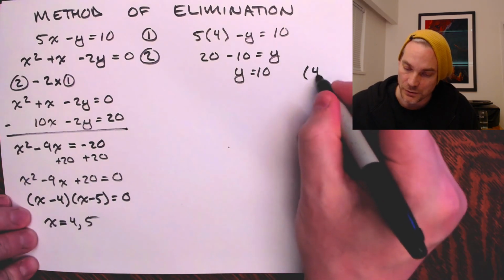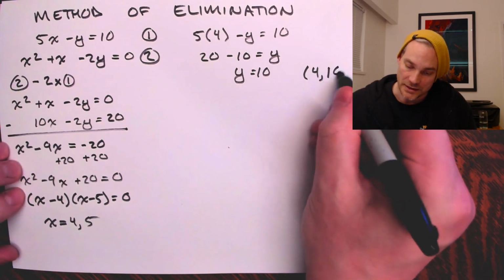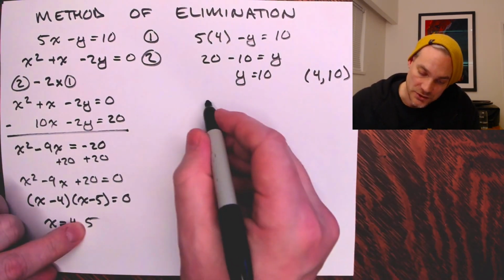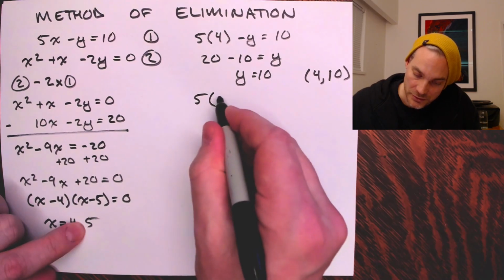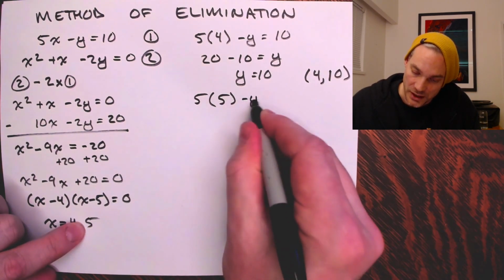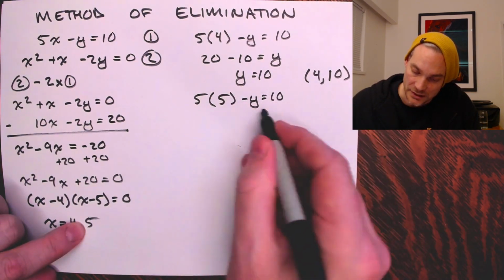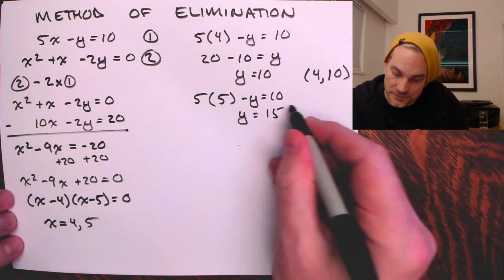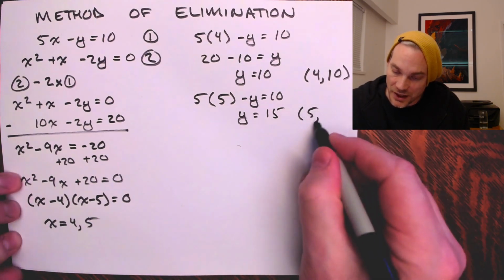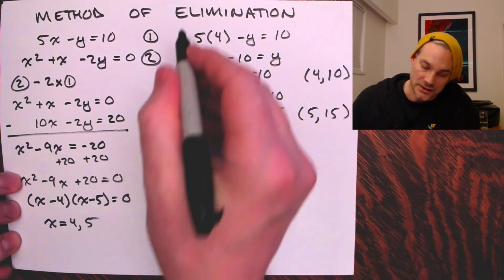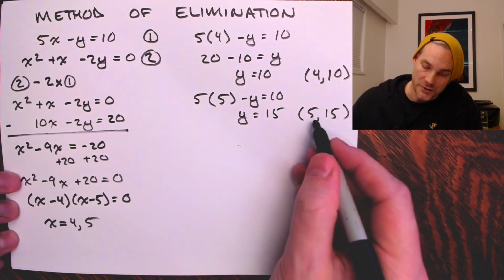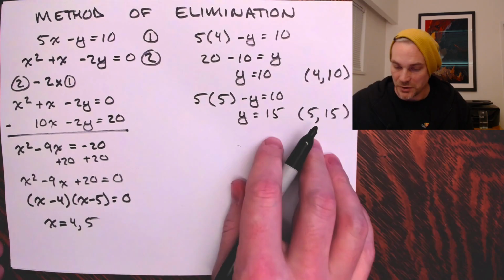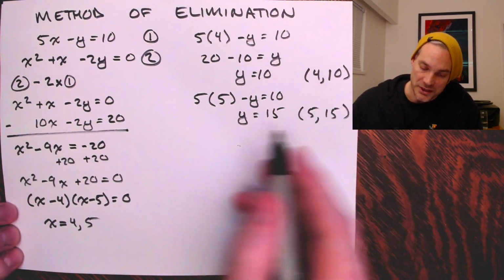Now I have 4 comma 10, and now we'll do this for x equals 5. So now I'm going to have 5 times 5 minus y equals 10. And if we do the same thing, we get y equals 15. So now I have the possible solution of 5 comma 15. This is now where I have the possible points of intersection, if they're to equate to each other. Now I want to check these.